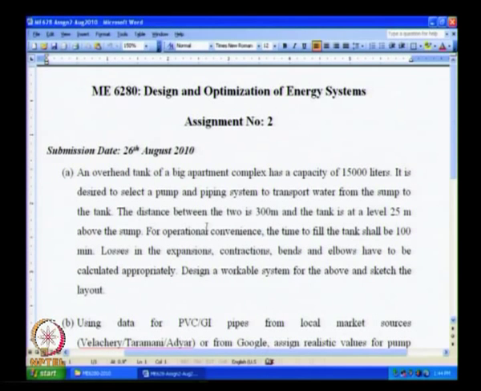Okay, so this will be the assignment number 2. The submission date is 26th August. So the problem reads like this. There is an overhead tank of a big apartment. I have given a capacity of 15,000 liters.